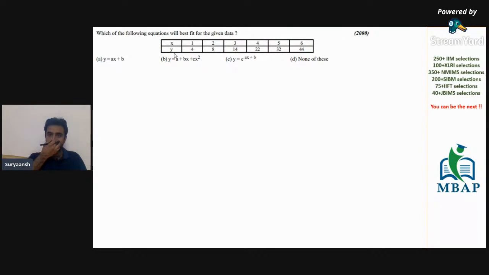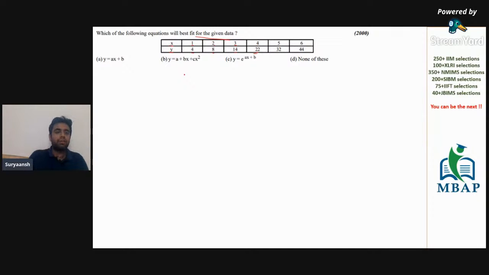Okay. So this is the third question. This came in 2000. This is slightly complicated with respect to the first two questions that we have discussed so far. What's given here is: which of the following equations will best fit for the given data. We are given the values of x and y, and we have to find out the relationship between y and x. For x equal to 1, y is 4. For x equal to 2, y is 8. For x equal to 3, y is 14; 4, 22; 5, 32; 6, 44.